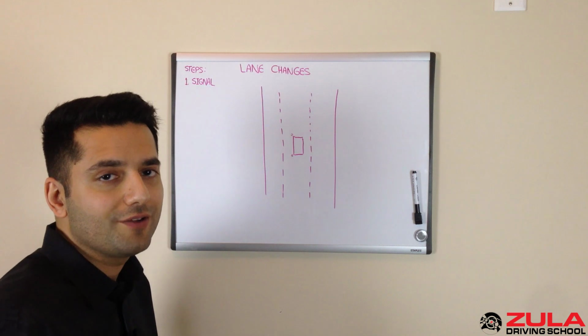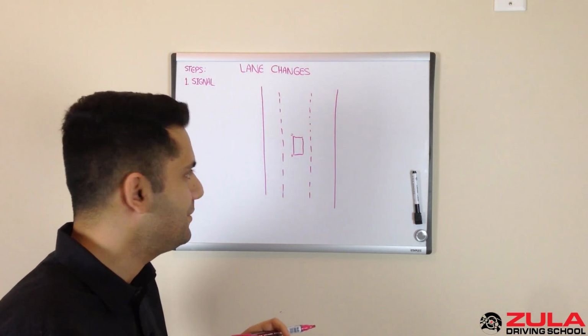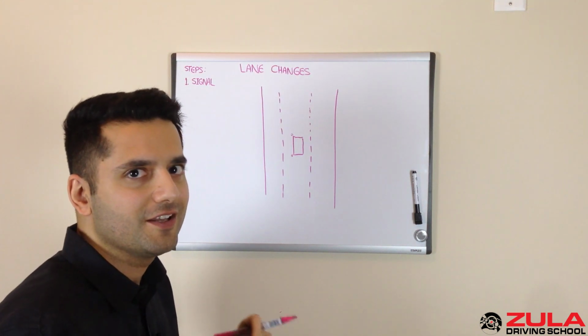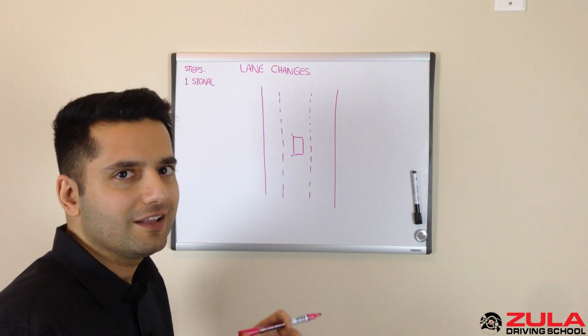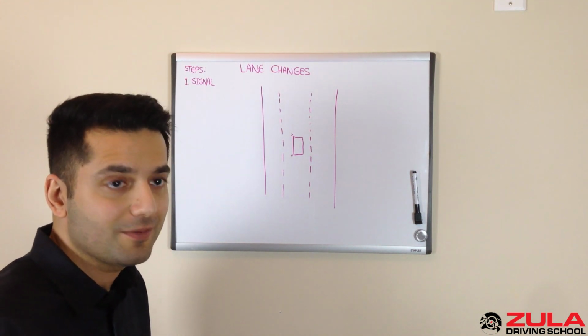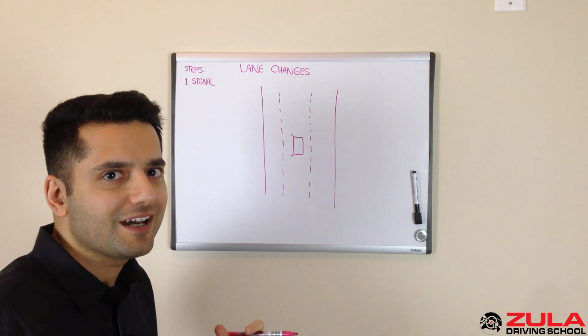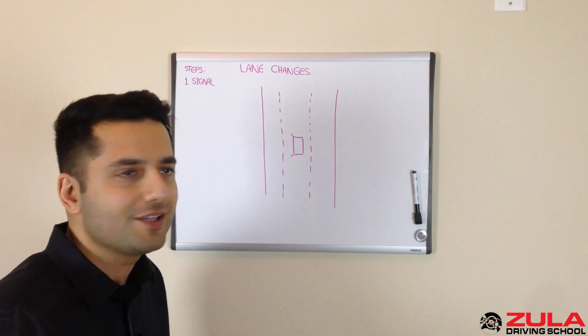Oftentimes with a new driver, I'll ask them to do a lane change, and they're looking in their mirrors and they're like, it's not safe yet, it's not safe yet. And they get very concerned about the lane change, and I tell them, what's the first step? And they go, signal. And I go, yeah, put on the signal, and you'll see how things kind of fall into place from there.